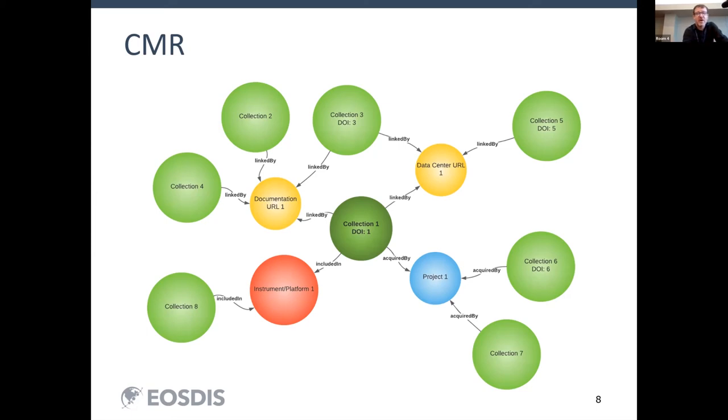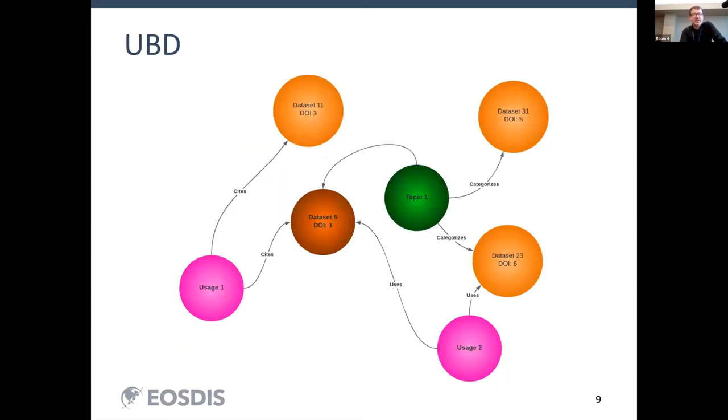But as you can see from CMR, there are limits to what we can do here. If you think of this as an archipelago, I can explore by navigating down these paths, but I get to collection five and all I can see is ocean. What do I do then? UBD has a similar graph associated with it. It's also oriented around data sets or collections. And it links together various usages in the form of articles or applications, like another archipelago of islands.